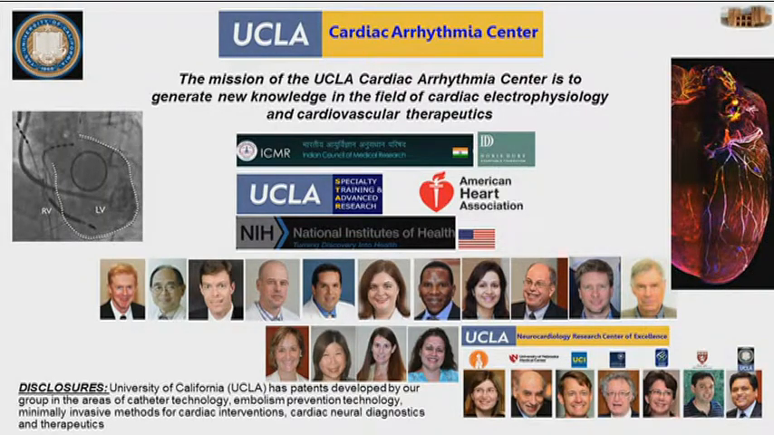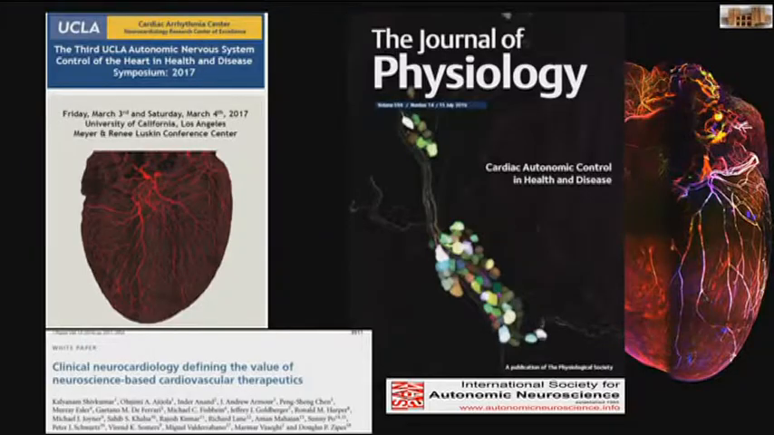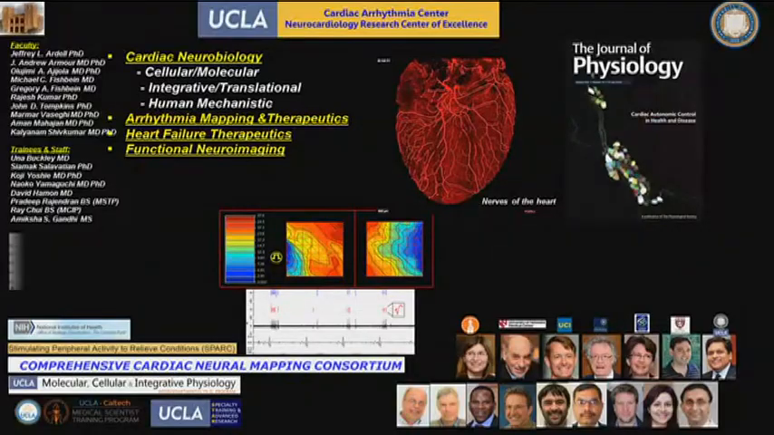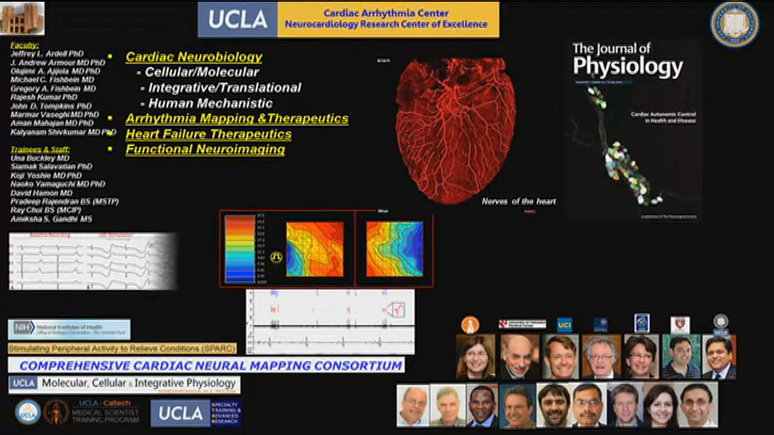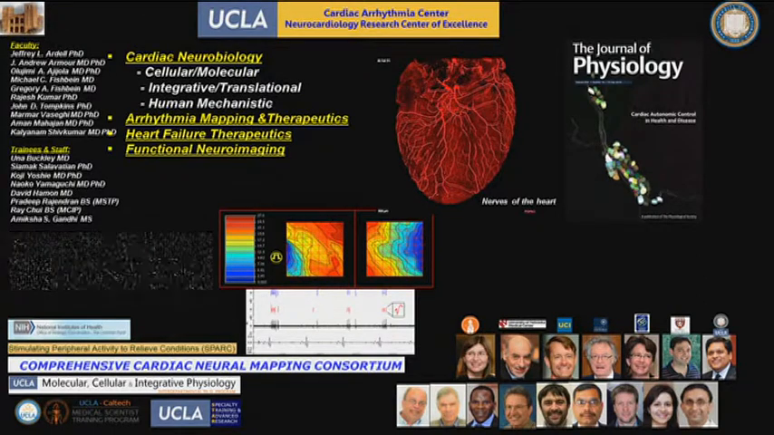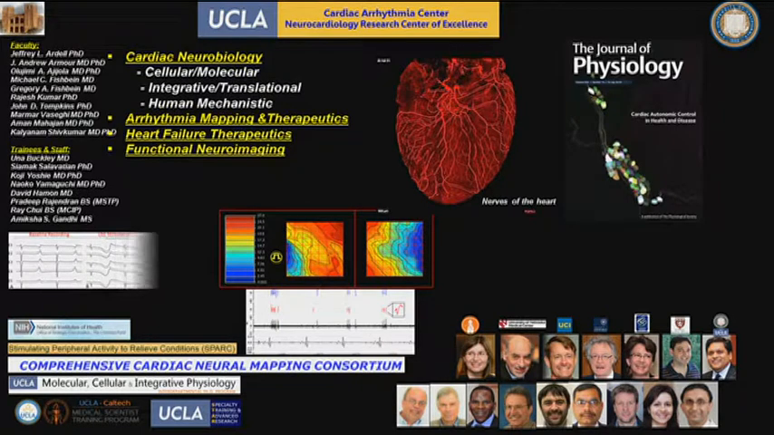So we love interventions. We live in two worlds. We do complex interventions, and we're trying to do a lot of basic science to really understand how nerves control the heart. UCLA has a group of investigators shown over here, and our team's effort has been really to look from molecule to man to understand how nerves control the heart, which is why the Neurocardiology Research Center of Excellence is a part of the Cardiac Arrhythmia Center.